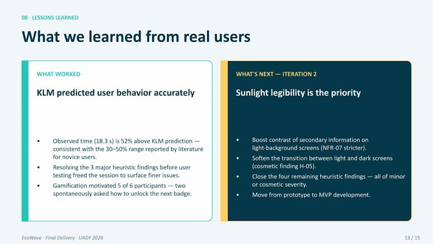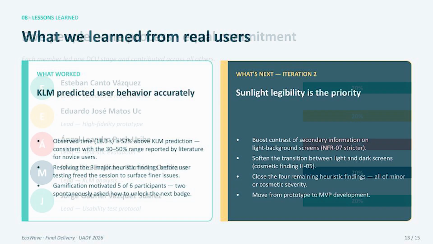What worked? The KLM prediction was within the literature range, and resolving the 3 major heuristic findings before testing freed the session to surface real qualitative insights. What's next for iteration 2? Boost contrast of secondary information on light background screens, soften the transition between light and dark screens, close the 4 remaining heuristic findings, and move from prototype to MVP development. The roadmap is concrete and grounded in evidence.